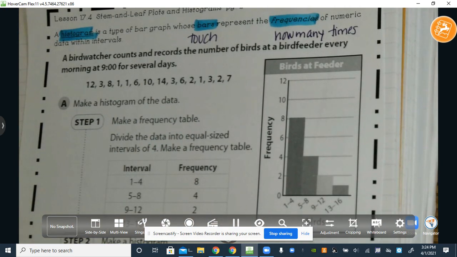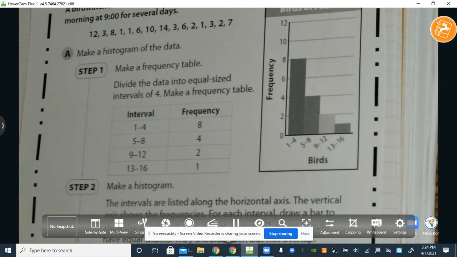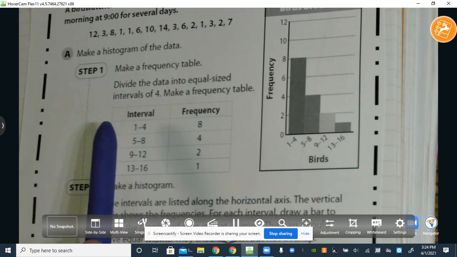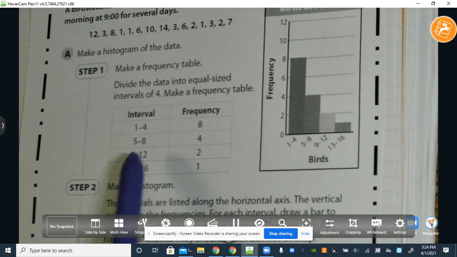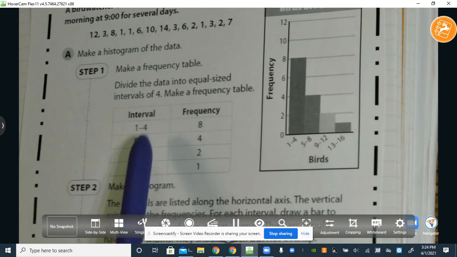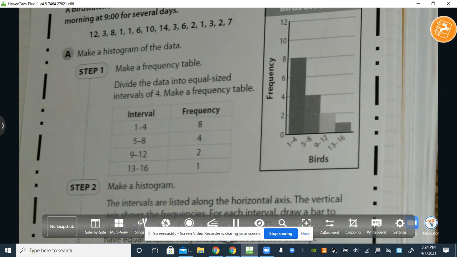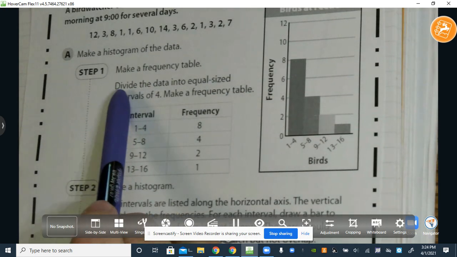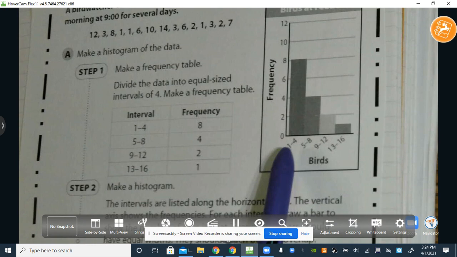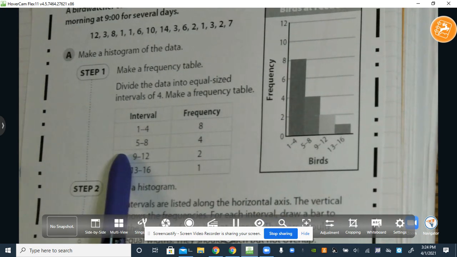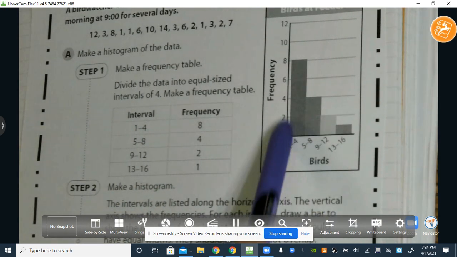Okay, so we're going to make a frequency table. So divide it into equal size intervals of 4. So it's 0 to 4, 5 to 8, 9 to 12, 13 to 16. So each one, there's 4 in between them. Okay, so divide the data into equal size intervals, make a frequency table. So there we go. My intervals is my X. My frequency is my Y.